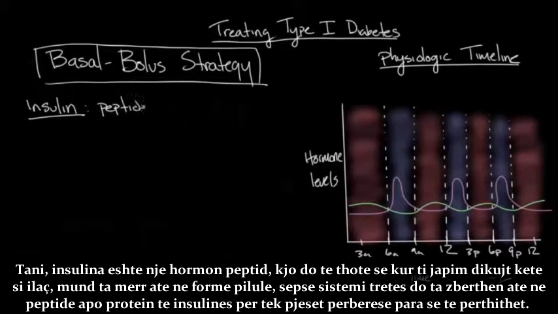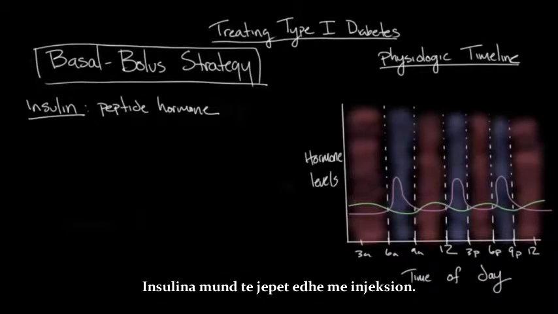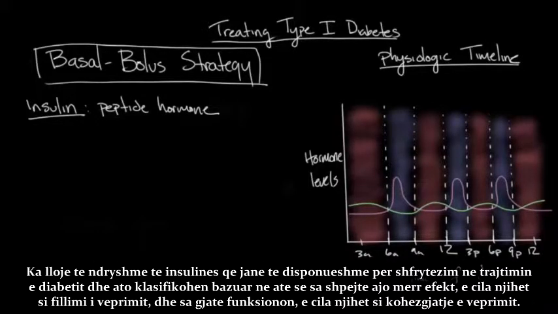Now, insulin is a peptide hormone. And as such, that means when we give it as a medication, it can't be taken in a pill form because the stomach and digestive system would break down the peptides or the protein of insulin into its component parts before it could be absorbed. And therefore, insulin must be given as an injection. And there are many different types of insulin that are available for use in the treatment of diabetes, and they are classified based on how quickly they take effect, which is known as the onset of action, and how long they work for, which is known as the duration of action.